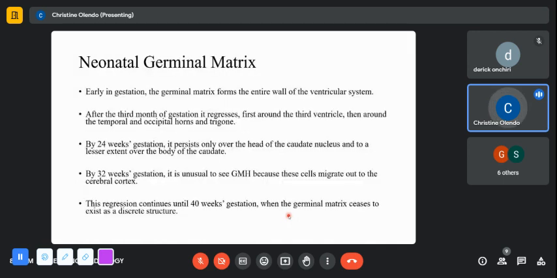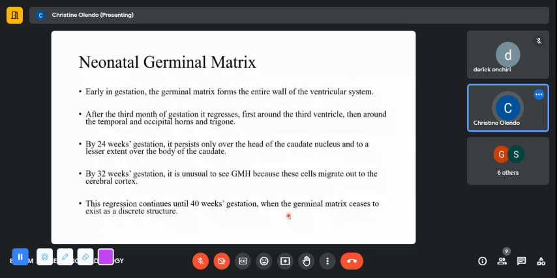So early in gestation, the germinal matrix forms the entire wall of the ventricular system. After the third month of gestation, it regresses around the third ventricle, then around the temporal and occipital horns and the trigone. At around 24 weeks, it's only present over the head of the caudate nucleus and to a lesser extent over the body.